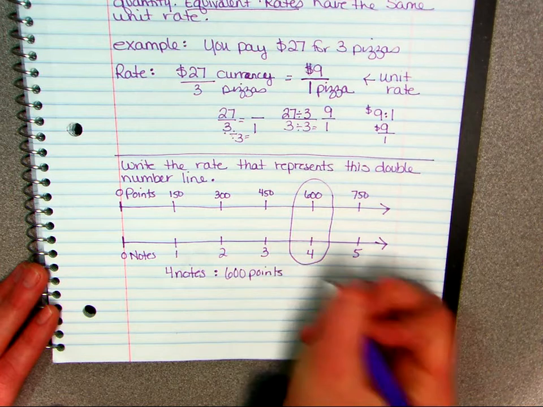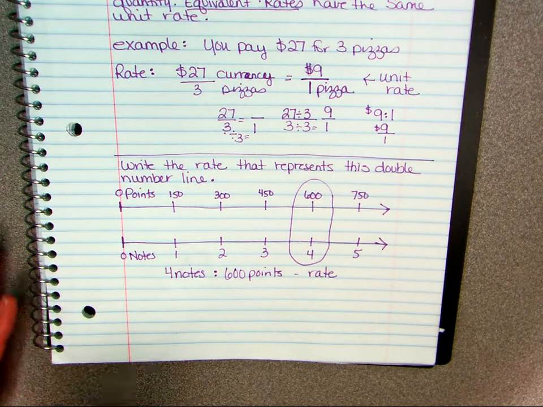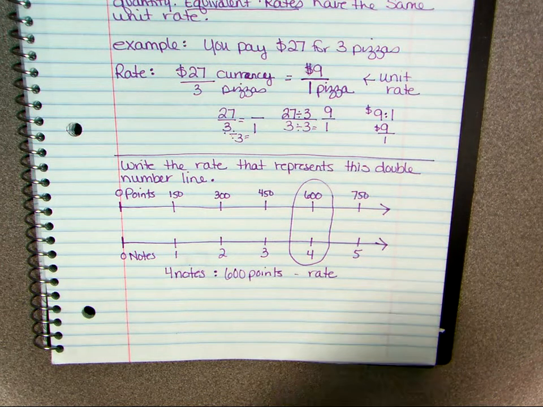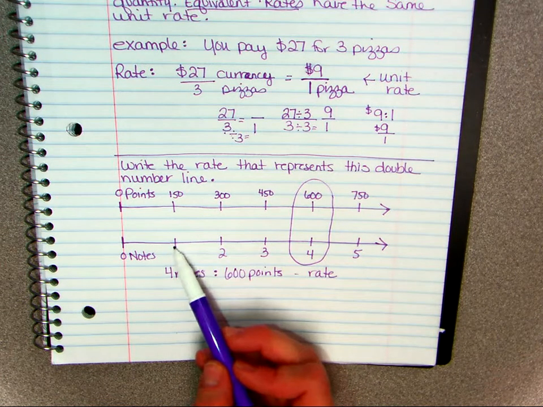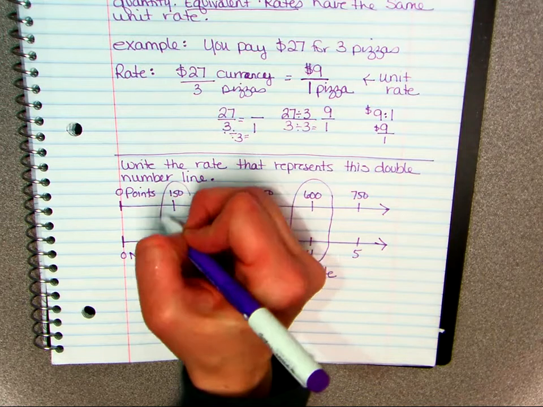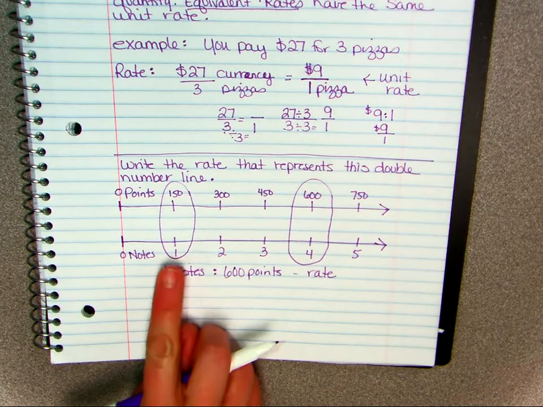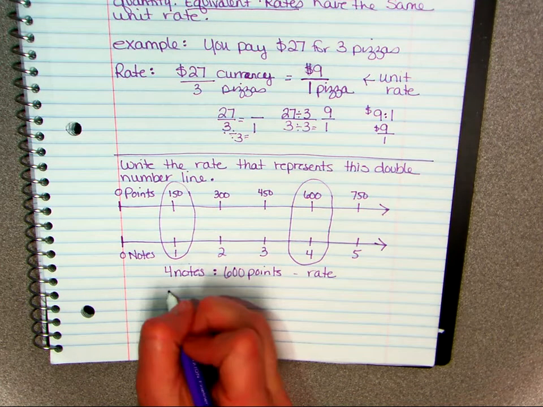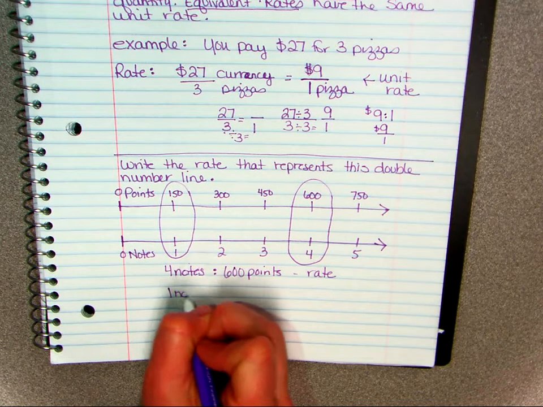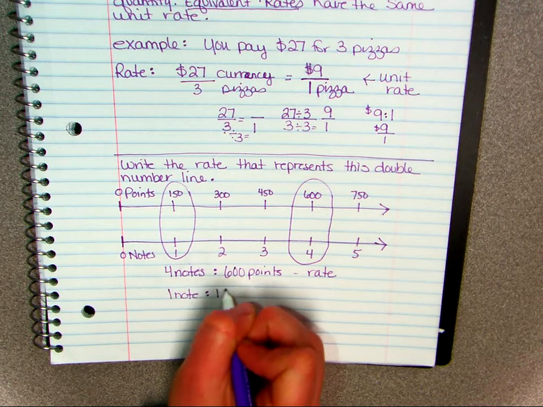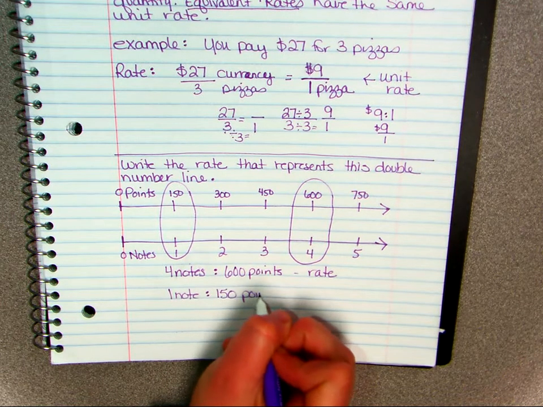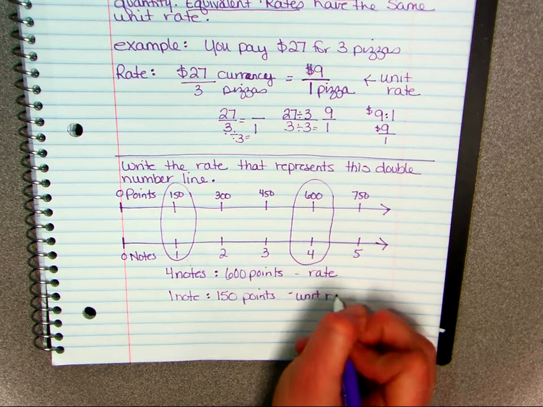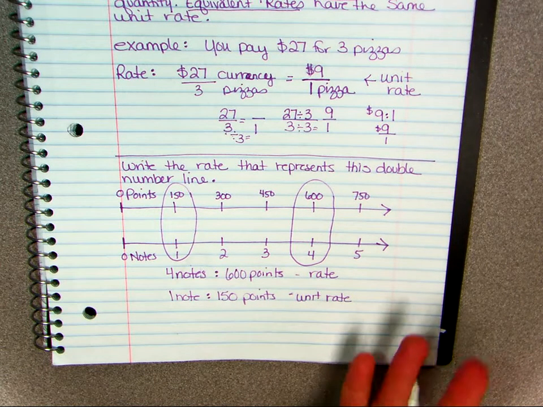This is a rate. Now, if it were to ask you what is a unit rate for this double number line, you would go down here to where we have this 1 note hit, and we would circle here. This 1 value illustrates to us a unit rate. So our unit rate here would be 1 note equals 150 points.